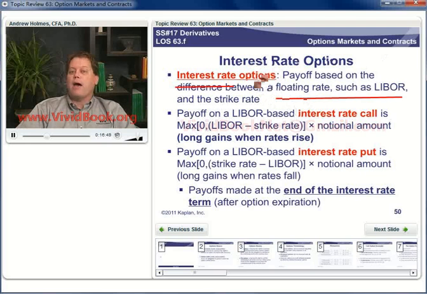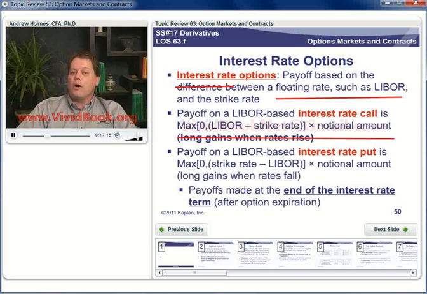So the payoff for a LIBOR-based interest rate call option is given by this formula: the maximum of 0, or LIBOR minus the strike rate, times whatever the notional principal is. We might also have to adjust that for periodicity if they said that LIBOR was 180-day LIBOR. So the long is going to win when interest rates increase, and we will try an example of this in a couple of slides.